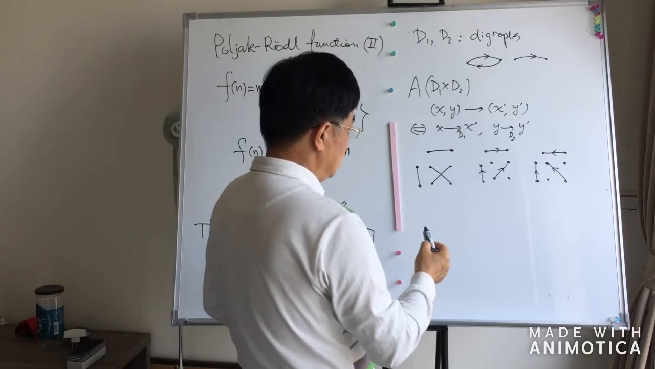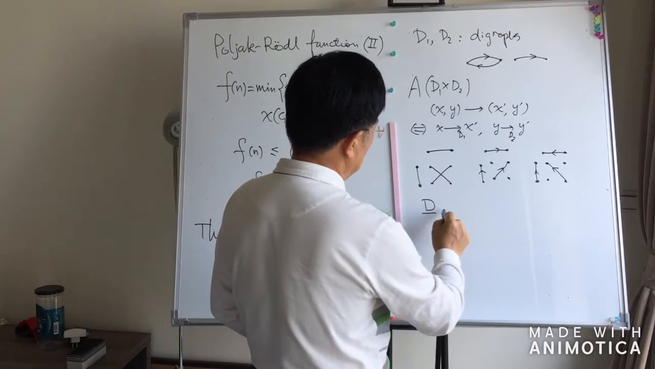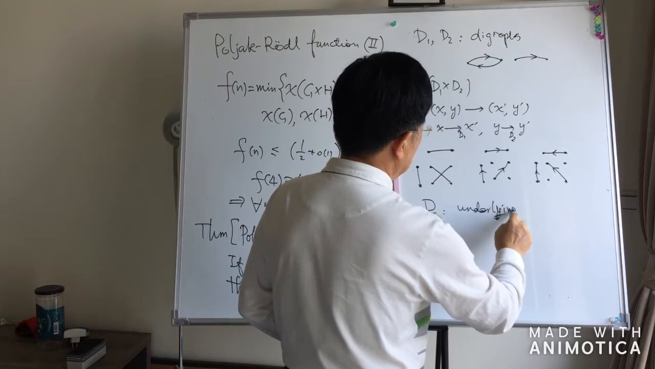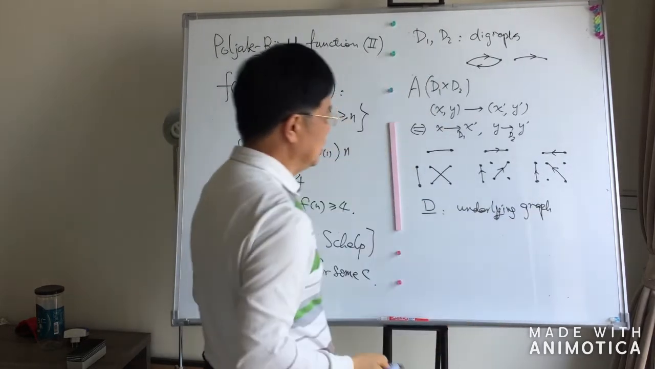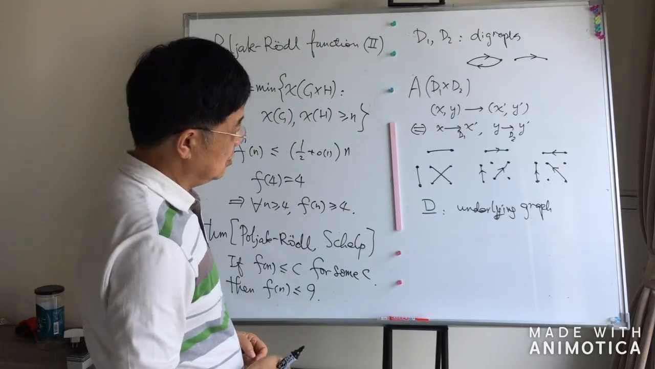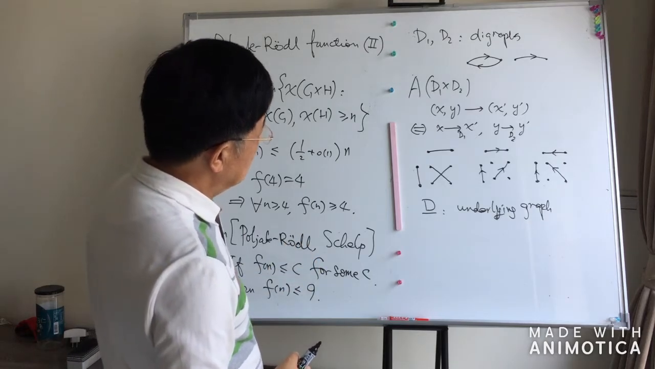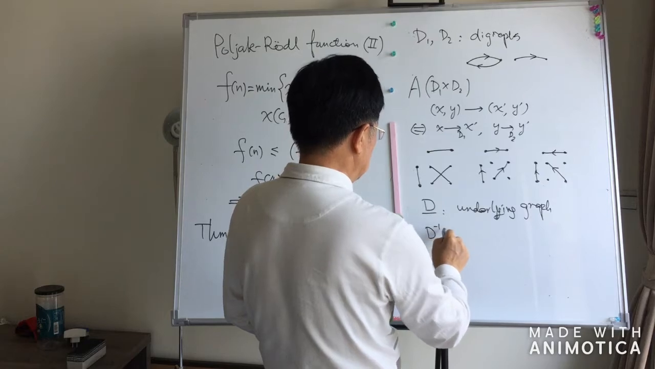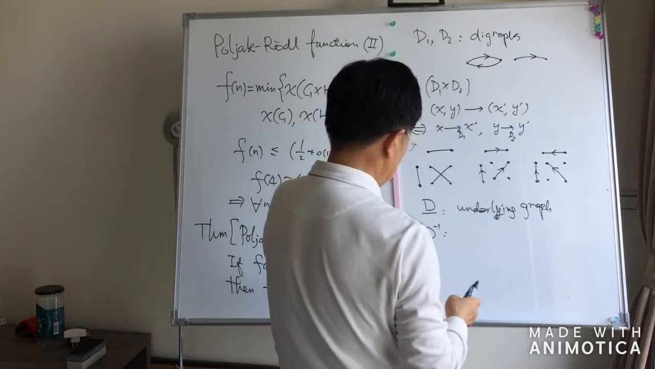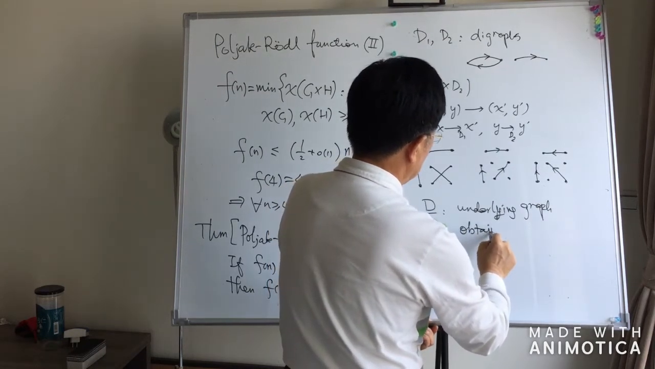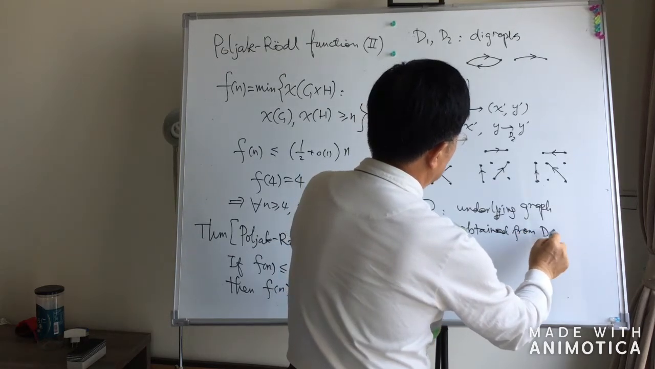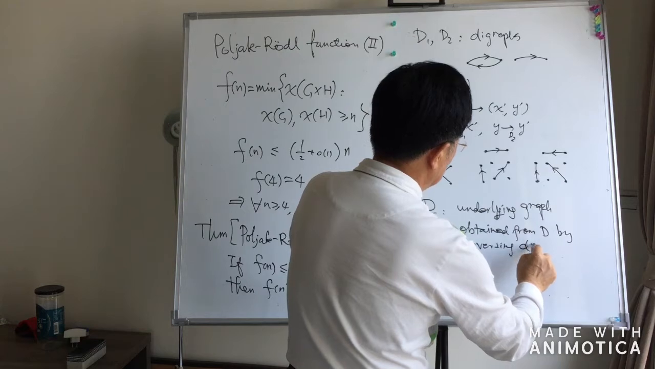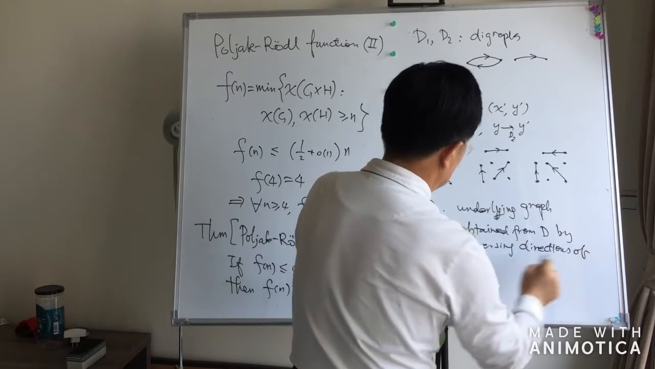We'll use this notation: D is a directed graph, and this one is the underlying graph. It's the undirected graph obtained from D by forgetting or omitting the orientations, so each directed edge becomes an undirected edge. It follows from this definition. Let's use D inverse. This is the directed graph obtained from D by reversing the directions of all the arcs in D.